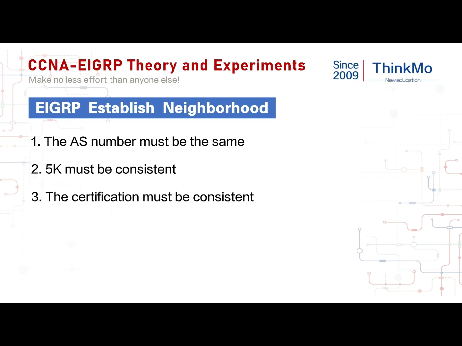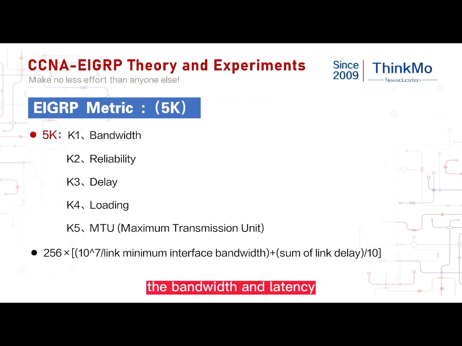Secondly, the K values must be consistent. It doesn't mean the bandwidth and latency of the 2 interfaces must be the same. That's not what it means, not the specific value inside. But the K values, this 10100, must be consistent. When 2 devices establish a neighbor, the parameters they refer to must be consistent. If one of the devices refers to bandwidth and latency, the other can only refer to bandwidth and delay.